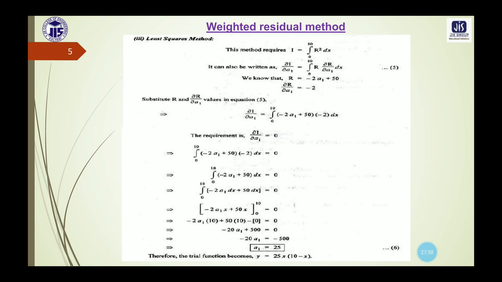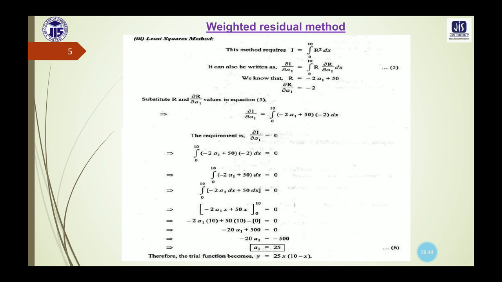Next we need to use the least square method, by which we need to find the value of a1. Now in the earlier subdomain collocation method, we have seen the method is integration 0 to 10 r dx equals to 0, but in case of this least square method, I equals to integration 0 to 10 r square dx. This is the difference between the least square method, subdomain collocation, and point collocation. Now it can also be written as del I del a1 equals integration 0 to 10 r del r del a1 dx.